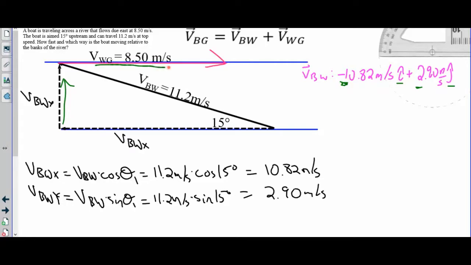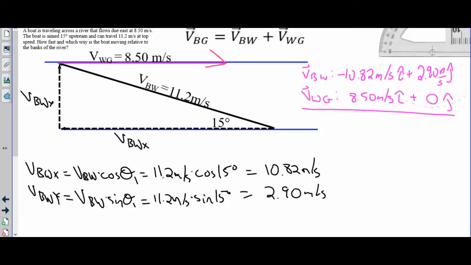To input the velocity of the water with respect to the ground, I would just plug it in as an x value plus a 0 on the y, because there is only an east direction. So that one, like I said, is just a one-dimensional vector, so that one's not too bad to do. You're just going to add these two together. You add both the x's together, you add both the y's together, and your outcome should be negative 10.82 plus a positive 8.5.